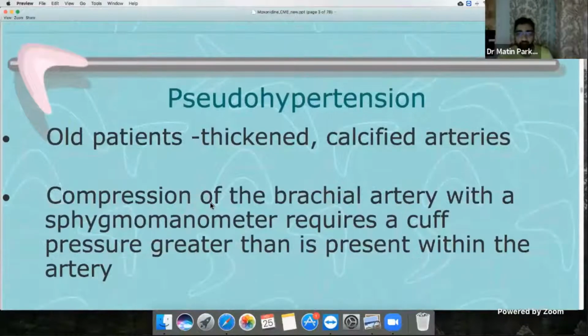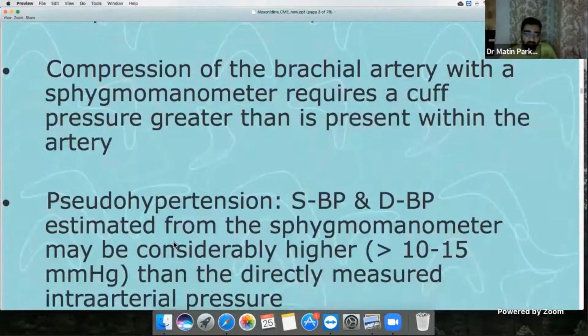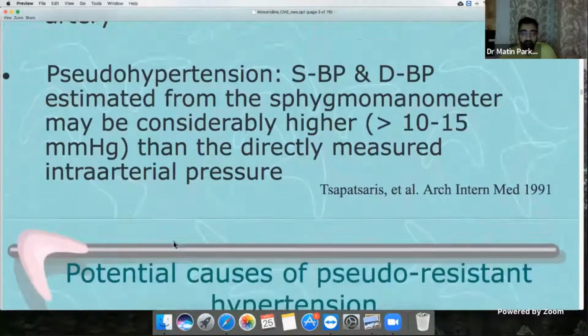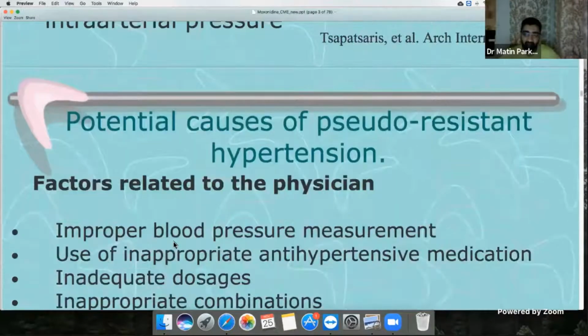Now, next is pseudo hypertension. Pseudo hypertension is also very important. So what do you mean by pseudo hypertension? With old age, the arteries in the body get stiffened or calcified, and these calcified, stiffened, thickened arteries do not give a proper contour to measure the blood pressure. So whenever anybody measures the blood pressure, it gives a reading in a higher range. This is called pseudo hypertension. The blood pressure in the artery is less, but due to thickened or calcified artery, it usually shows a higher reading. So these are the potential causes of pseudo hypertension.